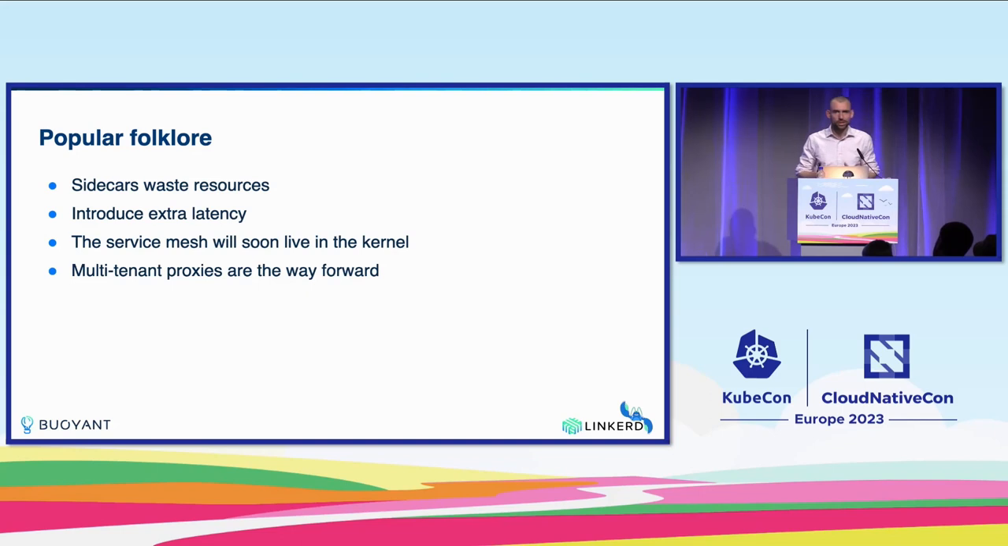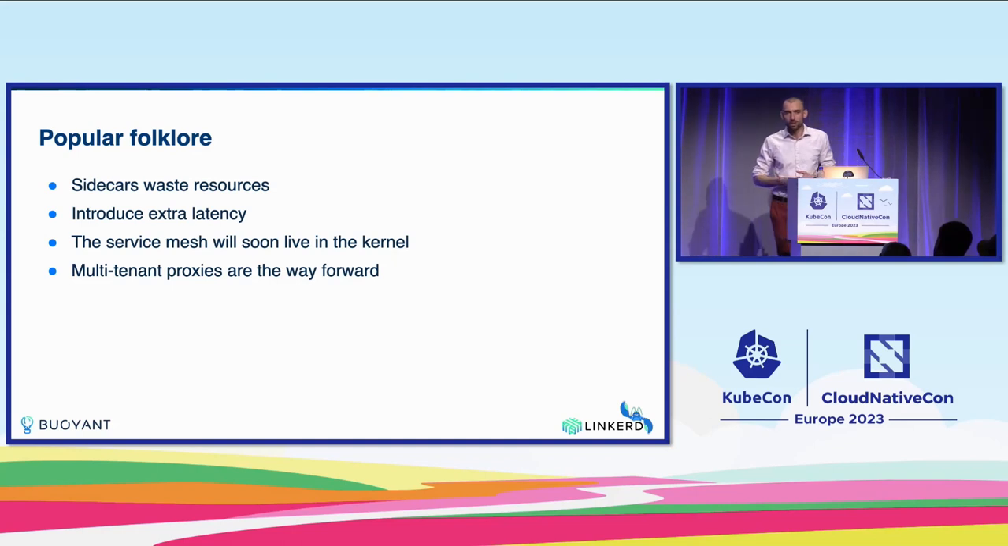On top of that, I also hear that sidecars introduce extra latency. The fact is that the latency introduced by sidecars is negligible compared to the latency that most applications exhibit. And if that stops you from using a sidecar, maybe the microservices model is not entirely right for you. I also hear that the service mesh will soon live in the kernel because everything is moving into this layer. As we saw, the kernel programming model has quite a lot of limitations, and that renders implementing a lot of the things that you would use a service mesh for very hard, if not impossible.